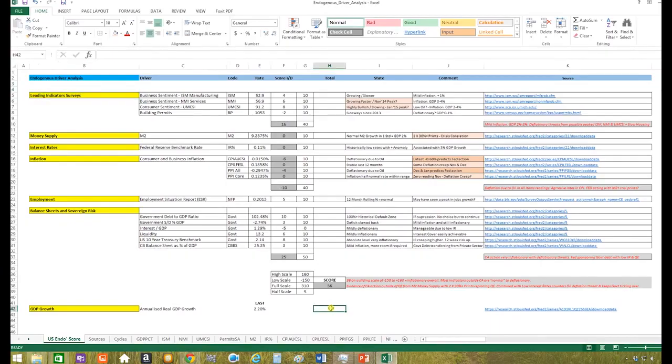Okay, so welcome back to the computer screen. What we're going to do here now is go through the entire endogenous scorecard. And this is probably the moment that we've all been waiting for. It's taken a lot of work to get here, but everything has to be explained thoroughly and formally.